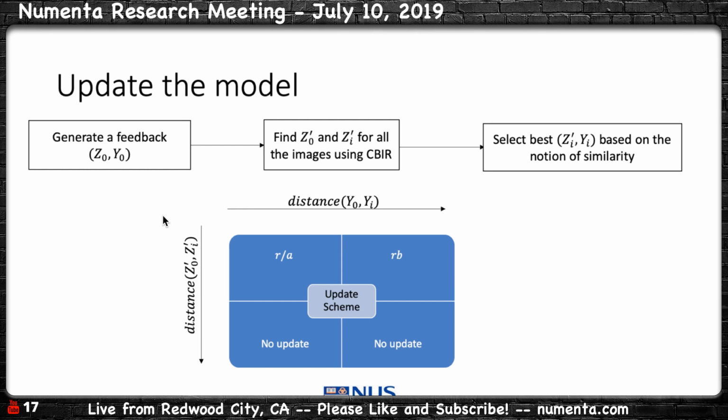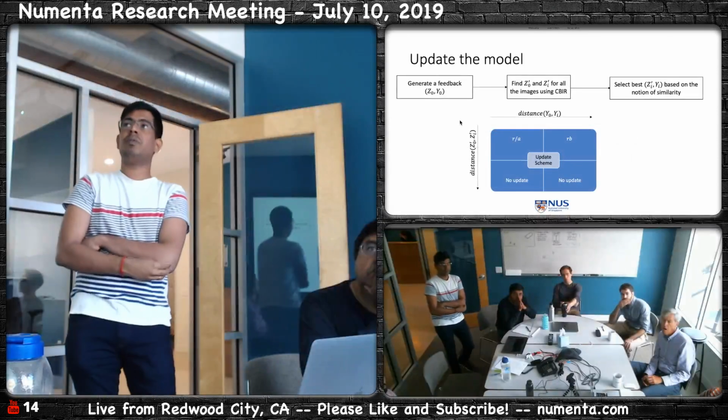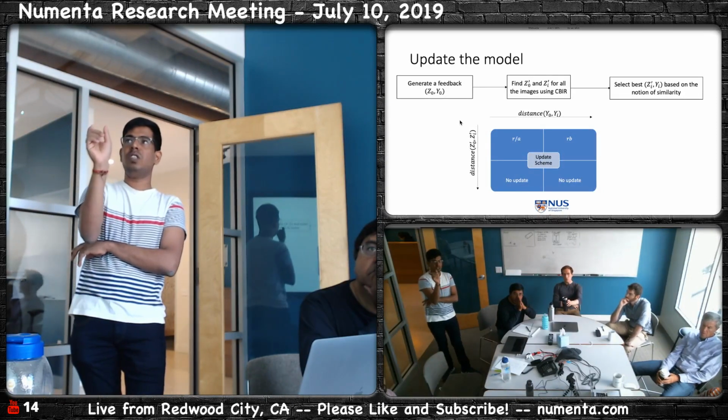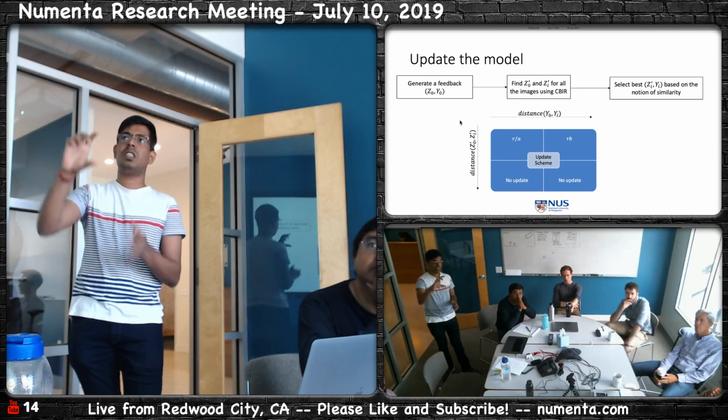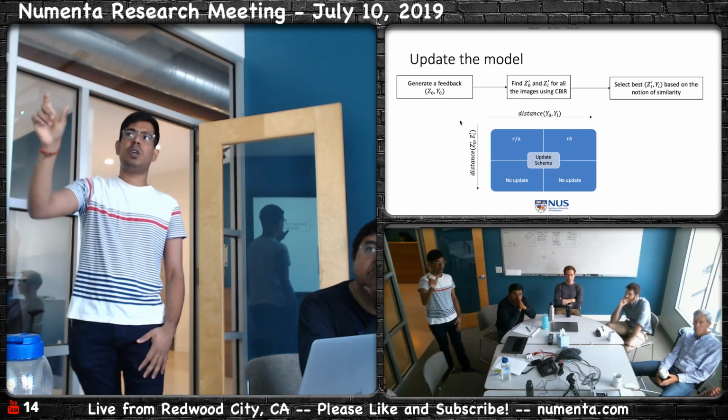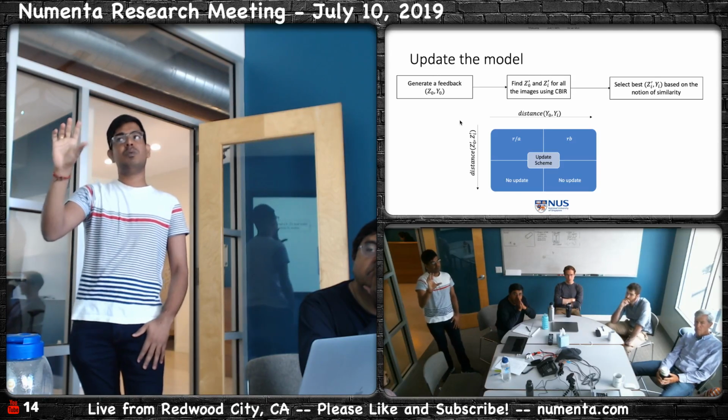And for the distance between input space, since we are using smaller images, we are using color histogram. We can go for shape and texture as well. So what we are doing is, if the distance between Y0 and Yi is close, as well as the distance between Z0 prime and Zi prime is close, we are going to update by a very small learning rate.